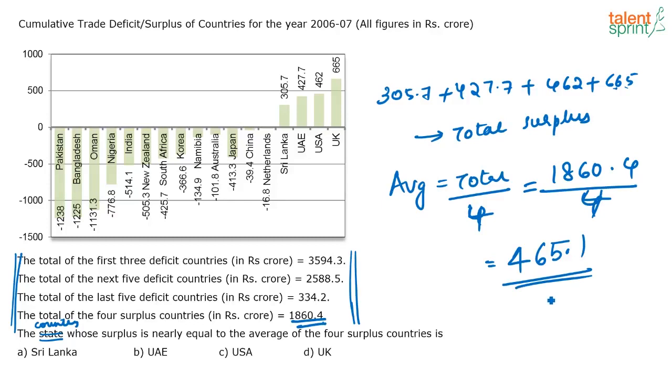Now, it is closest to which country's surplus? It is closest to USA. USA is 462, this is 465. The country whose surplus is nearly equal to the average of the 4 surplus countries is dash. So, your answer is not B, it is C, that is USA. So, option C is the correct answer.